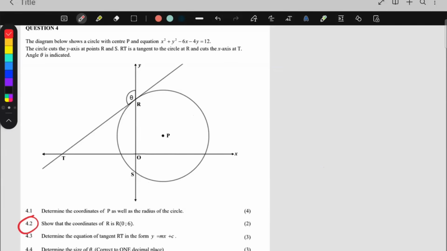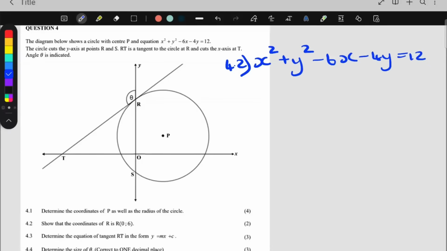Okay, our next question is 4.2, and it says, show that the coordinates of R is (0; 6). So when we read our information over here, it says R is the y-intercept of the circle. So to get the y-intercept, we're going to make x 0. So I'm writing that equation down, and I'm going to let x be 0 because I'm looking for the y-intercept. So wherever there's an x, that will be 0.